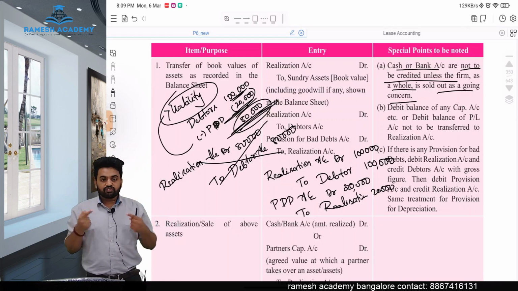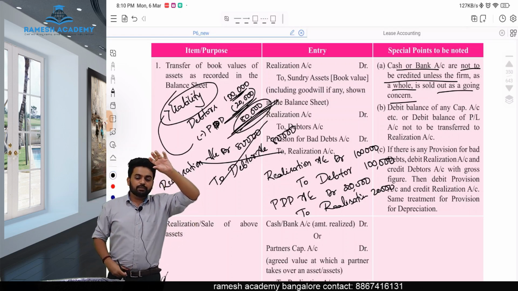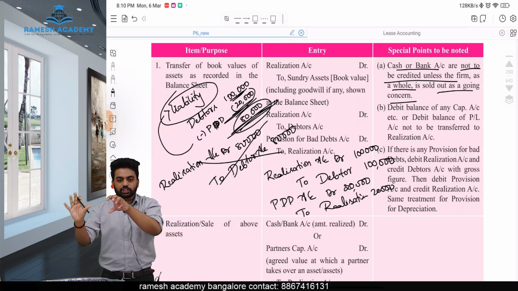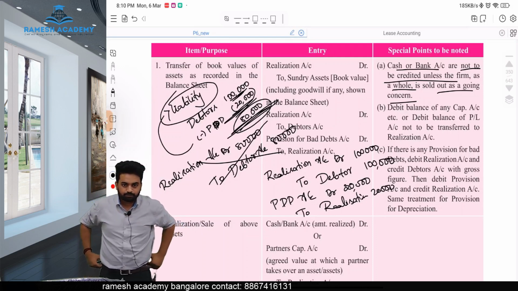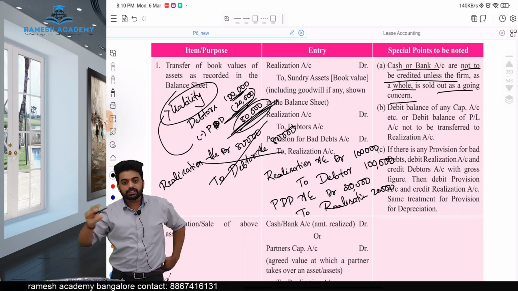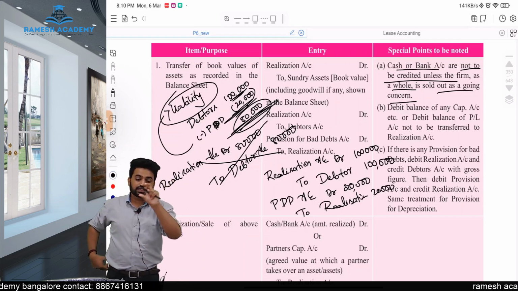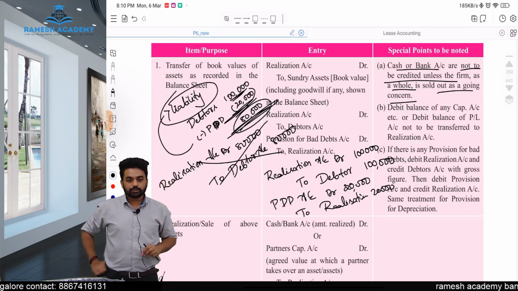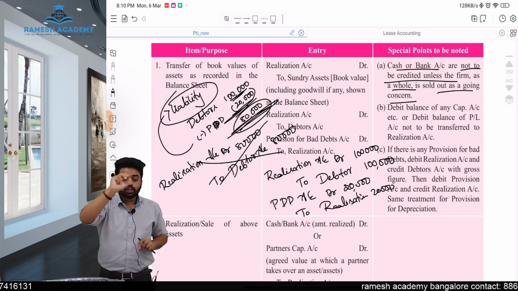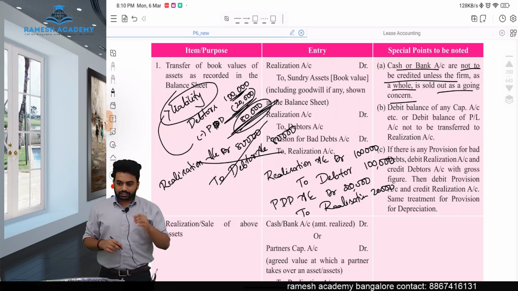One more tricky thing is there. Listen, your balance sheet might be showing something like this: debtors 1 lakh rupees, provision for doubtful debt 10,000 rupees, net debtors 90,000 rupees. You should not transfer the net debtors of 90,000 rupees. You should not pass the entry realization account debit 90,000 rupees to debtors 90,000 rupees. Wrong.